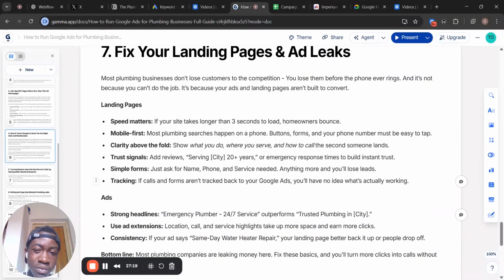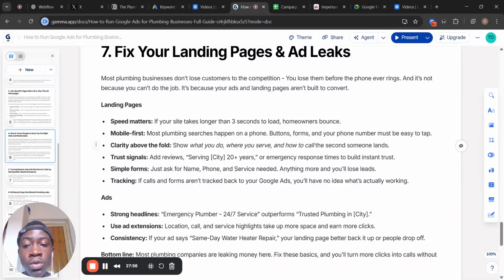So mobile first, because most of the traffic you are going to be getting is mobile traffic. If your site isn't mobile optimized, it's going to be really bad. Buttons and your phone number must be very, very easy to tap. If someone taps on it and it doesn't go, and they tap again, that might make someone upset and they just click right off. These are all the things you have to consider.